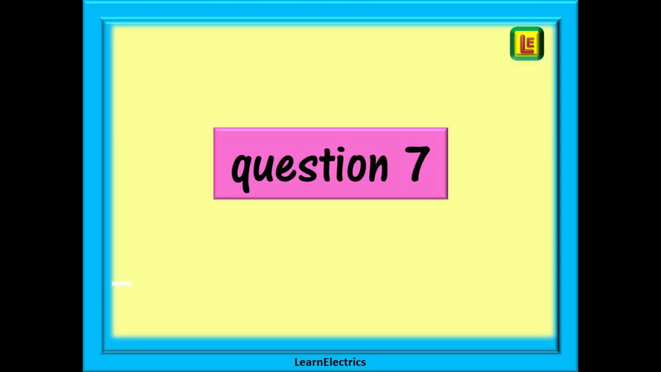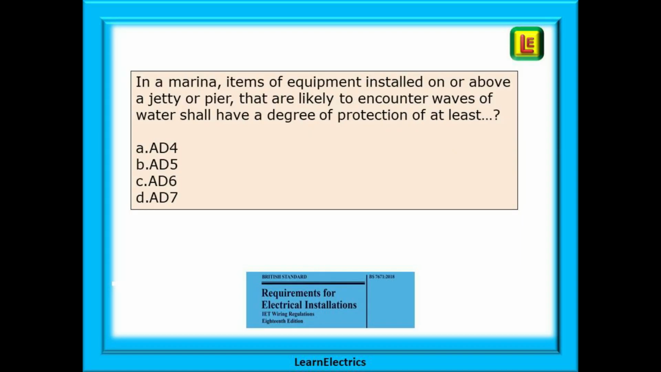Question 7 is about special locations. The question asks, in a marina, items of equipment installed on or above a jetty or pier that are likely to encounter waves of water shall have a degree of protection of at least what?